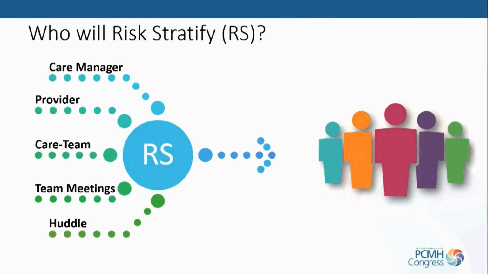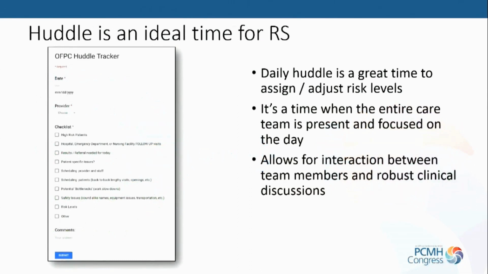I think the huddle is probably the ideal time to do risk stratification. Remember, the huddle is a work stoppage. We're going to talk about patients. It's not a mini staff meeting, right? We don't say, remember, Martha's retiring next week, so bring a covered dish on Tuesday. That's not a huddle. A huddle is talking about the patients of the day. What a great time to talk about risk, right? Because you're having robust clinical interactions about your patients. We can throw risk in there.